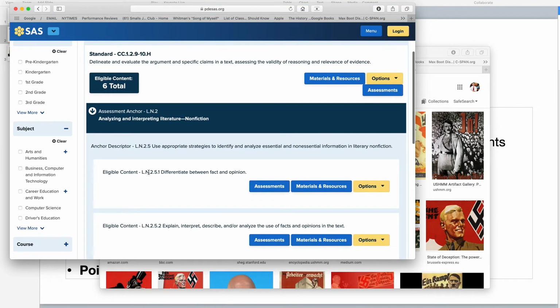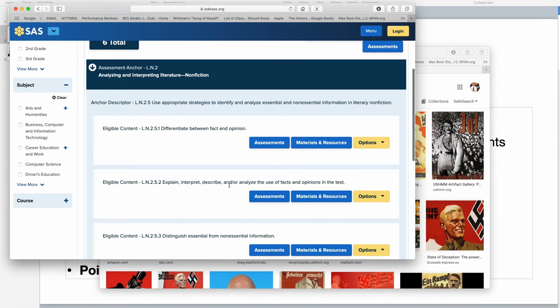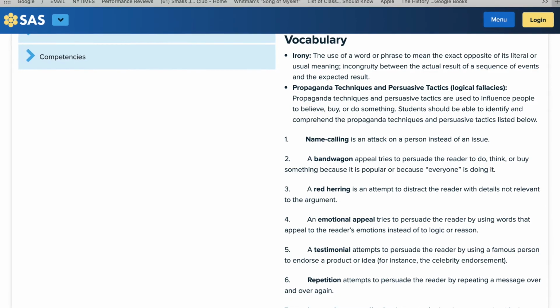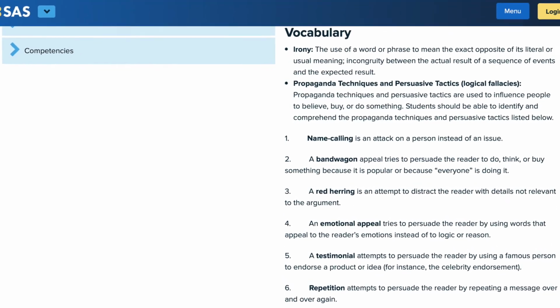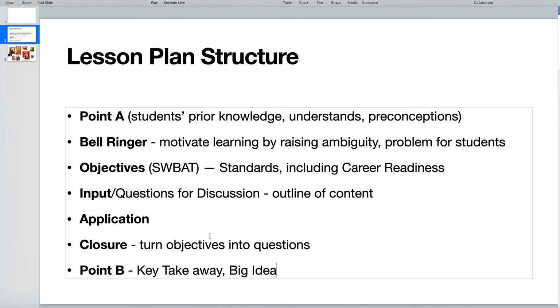So you could decide that you want students to be able to differentiate between fact and opinion, explain, interpret, describe, and/or analyze the use of facts and opinions in texts, so on and so forth. So there's a lot of terrific standards that you can use. And so you'll go back to your PowerPoint presentation or your keynote presentation, and you now know what your objectives are, and you can include those for students to see. And so I would have those objectives available for students to see. But you can see your objectives are not until this part of your lesson.